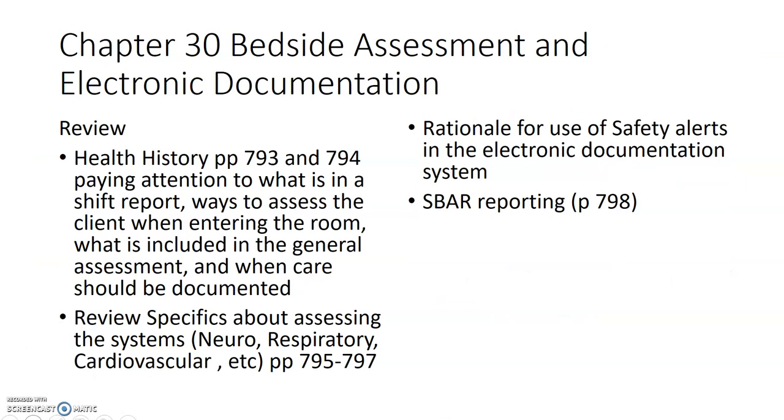Chapter 30 provides a short discussion of documentation. Review the information on pages 793 to 794 about the assessment of a hospitalized patient. Note that offering water, if appropriate, is described on page 794, which gives you a lot of information about hearing, swallowing, the ability to follow directions, and if the individual can cross midline with their arm to take the cup of water from your hand. It is important to also review the rationale for the safety alerts that you find in electronic documentation and the components of SBAR reporting.